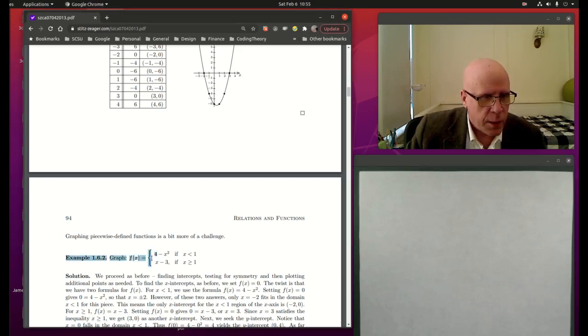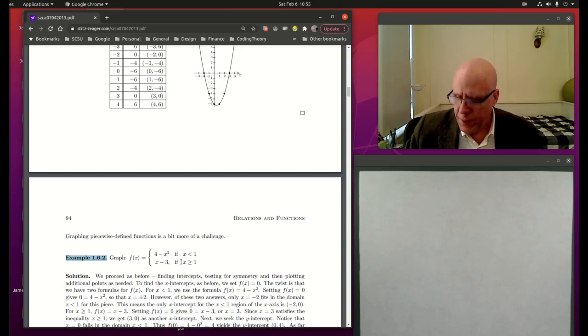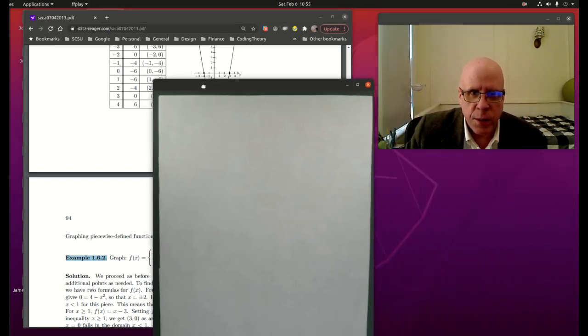So what I'm looking at here is example 1.6.2. You're graphing 4 minus x squared if x is below 1, and x minus 3 if x is greater or equal to 1. Let me do this first by hand, and then again we'll see how to do it using the technology.